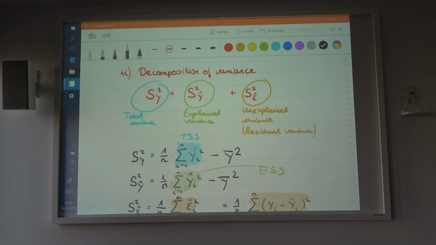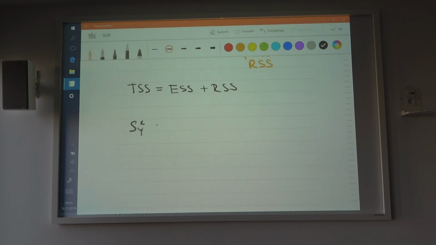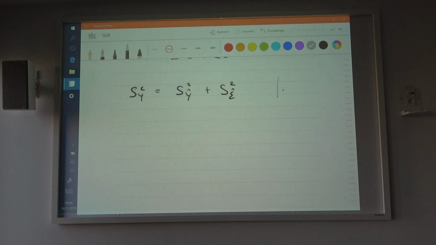Now, since this is called the decomposition of the variance, what we are usually interested in is the ratio of the variance of y that can be explained. So let's go back to this equation: the total variance equals the explained variance plus the residual variance. If we divide both sides of the equation by the total variance, then on the left hand side we get 1, and on the right hand side we get the ratio of the variance that can be explained by the explanatory variable, and the ratio of the variance that cannot be explained by the explanatory variable.